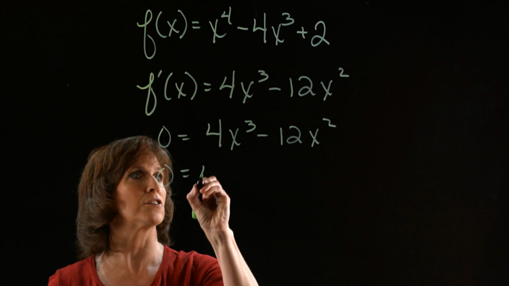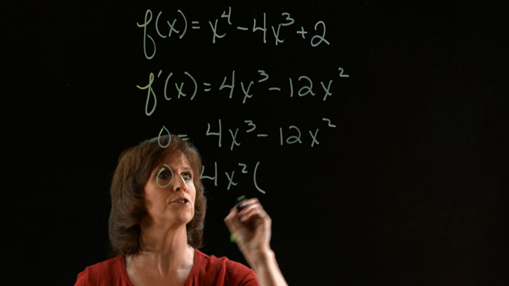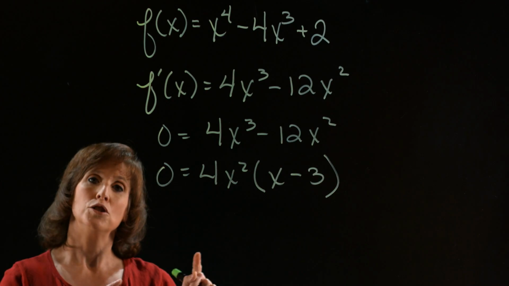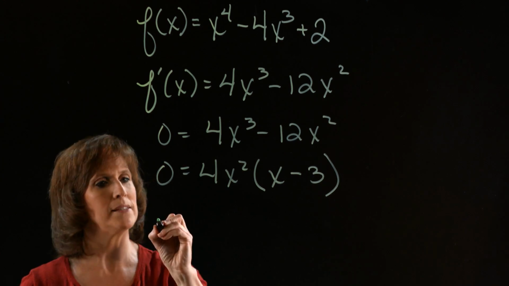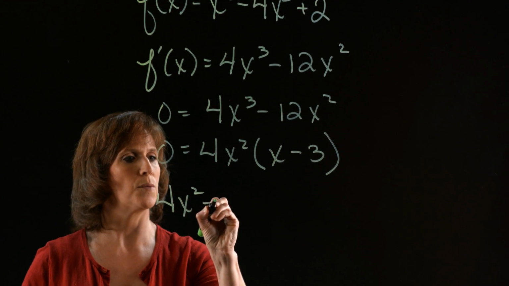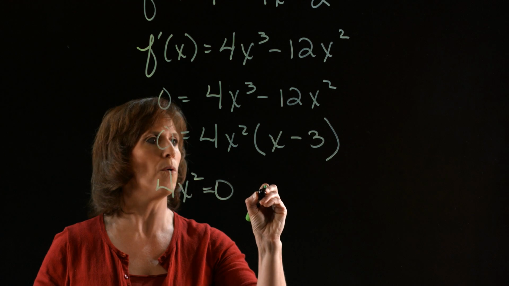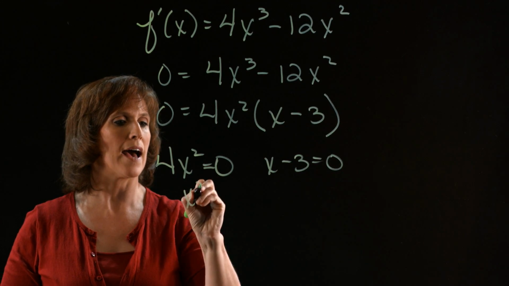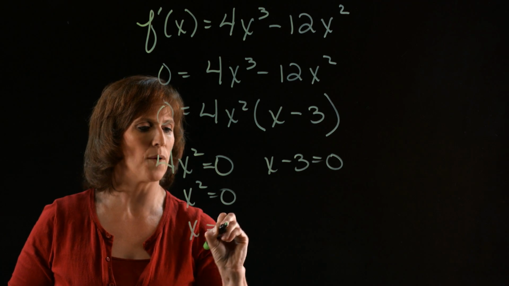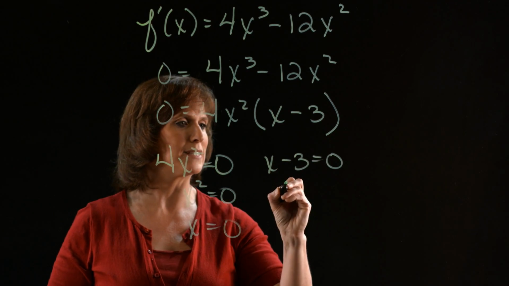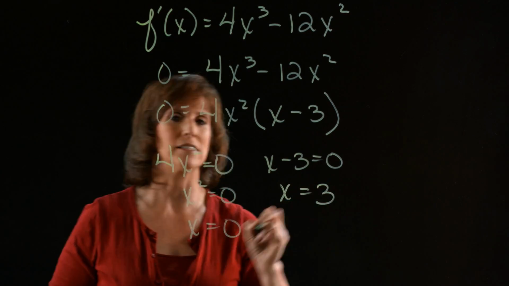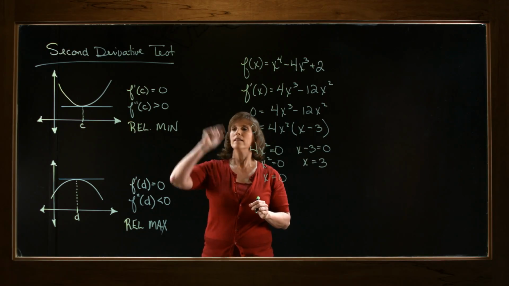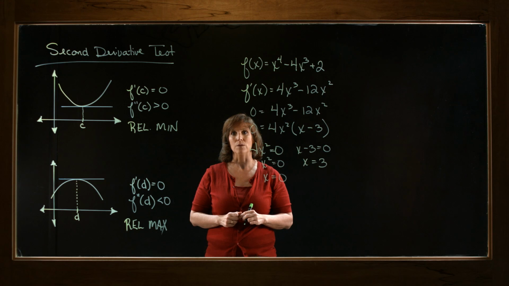Notice that I can factor a 4x squared out of both terms, and I'm left with x minus 3. Two things multiplied together that equal 0 means that one of them needs to be 0. So either 4x squared is 0 or x minus 3 is 0. In this case, x squared is 0, and so x is 0. And in my second situation, x is going to equal 3. So there are two times when the first derivative is going to equal 0.